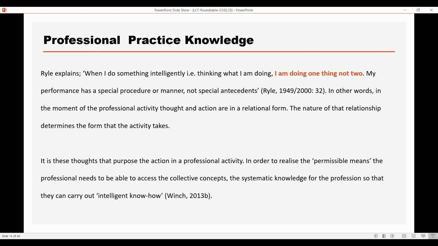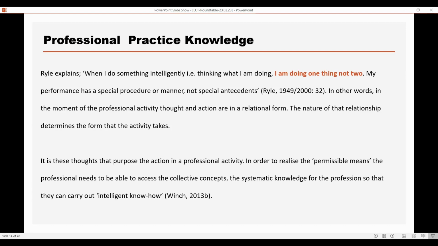And when Ryle talks about intelligent action, when we do something intelligently, we're simultaneously doing more than one thing. We're thinking and doing. So in that moment, there are both thought and actions, in a relational form, and the nature of that relationship determines the form of the activity that we take. So if we only base our observation on the external, on what we see, and we're not having a dialogue in terms of what's being thought, then we've got a very, very partial understanding of what professional practice is.